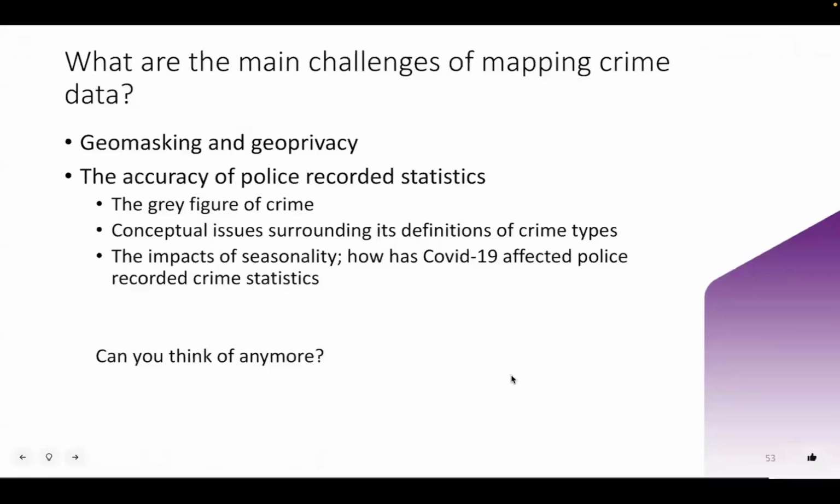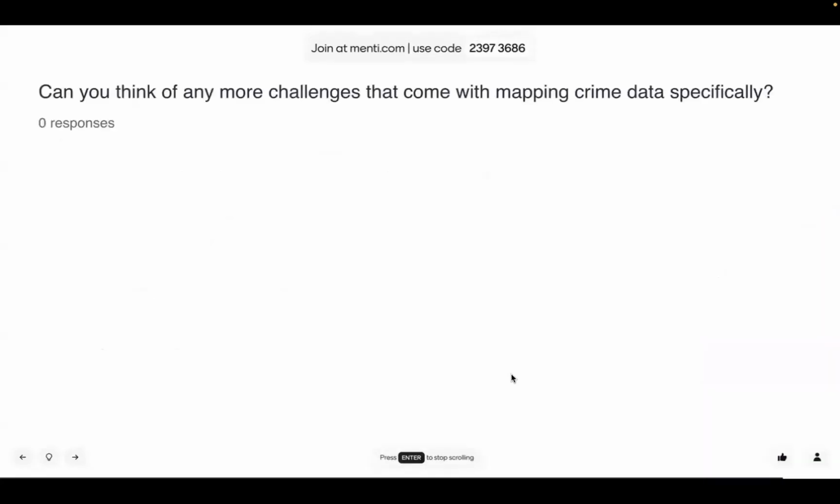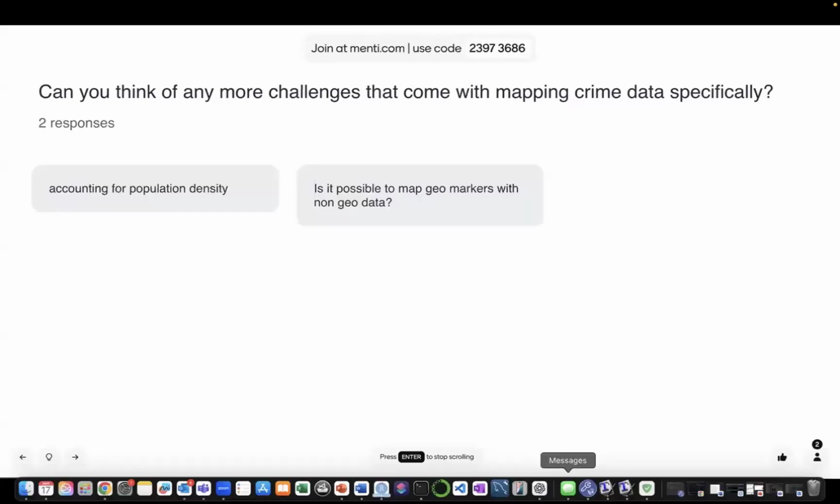So yeah, any other thoughts? Can you think of any more challenges that might come with mapping crime data specifically? This is our last slide, and then I'm going to ask Emma to end the live stream in a minute. But if you can think of any more challenges that come with mapping crime data specifically, feel free to drop this in the chat. Sorry, drop this in the Mentimeter. And we'll have a little discussion if there's any more. We have a question here, so I think I'll call it quits on this slide.